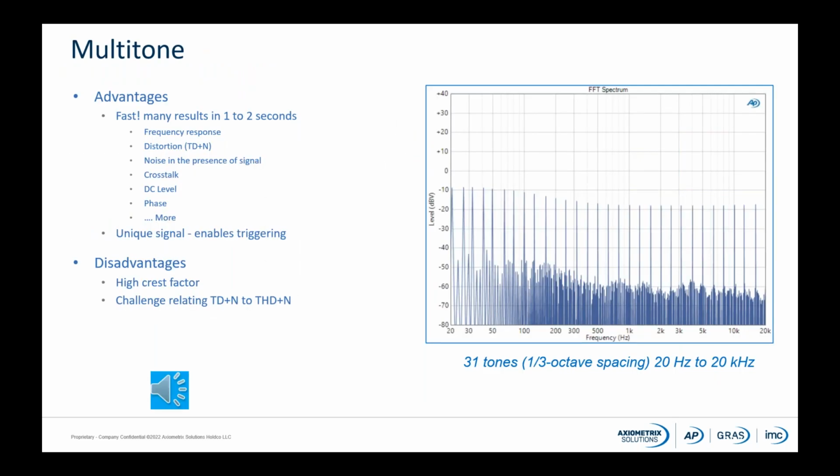In this spectrum display, we can see each of the separate tones in the multi-tone signal. This example uses 31 tones with third octave spacing. The multi-tone signal definition enables the analyzer to trigger on the multi-tone signal itself. Multi-tone measurement does not require a pilot tone to trigger in open loop configurations.